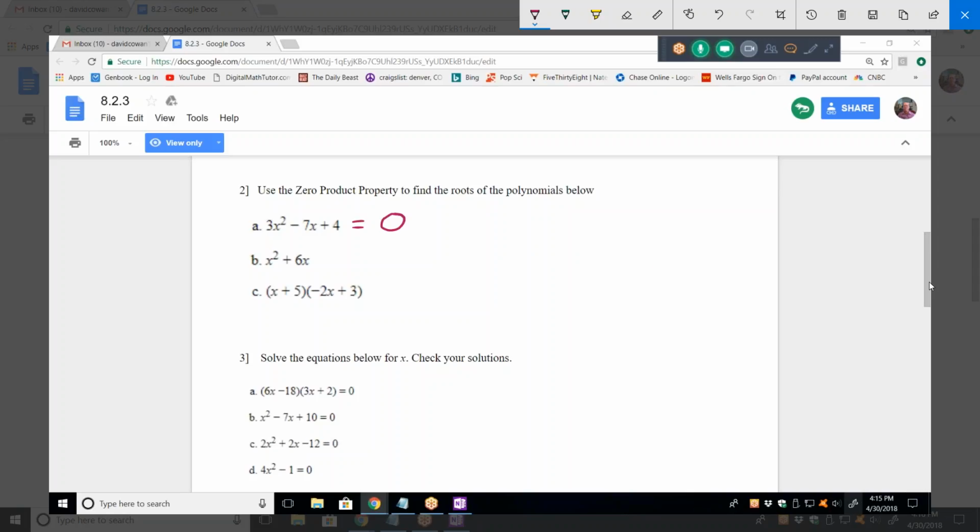Because right now this is the sum or difference of three different terms: 3x squared minus 7x plus 4 equal to 0. Well, I can't solve that. I have no idea how to solve that. But if I can turn it into one thing times another thing equals 0, now I'm making a lot of progress. So that's why factoring is so important. You always want to factor these. So first of all, I'm going to set it equal to 0, and now factor it.